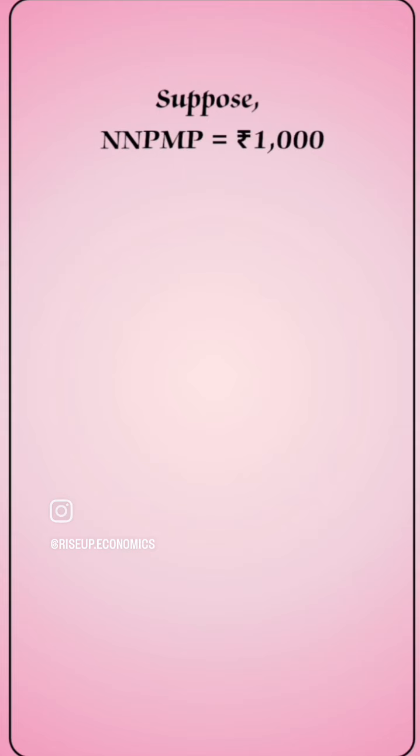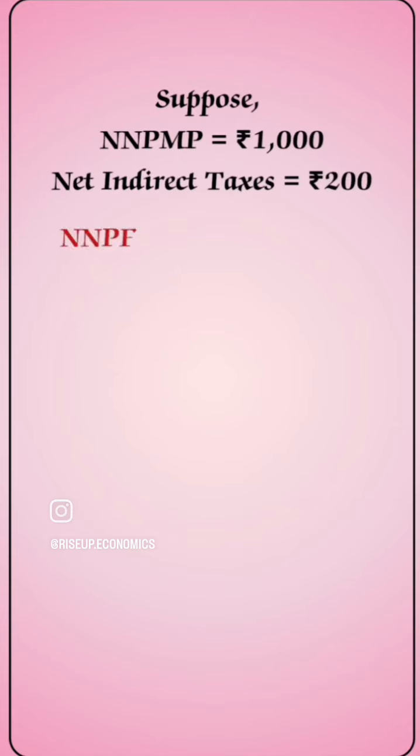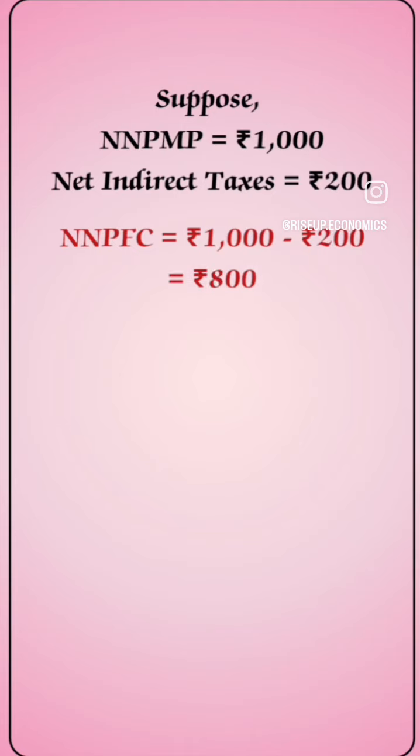Let's take an example. Suppose NNPMP is equal to 1000, net indirect taxes is equal to 200. Therefore, NNPFC is equal to 1000 minus 200, that is 800.